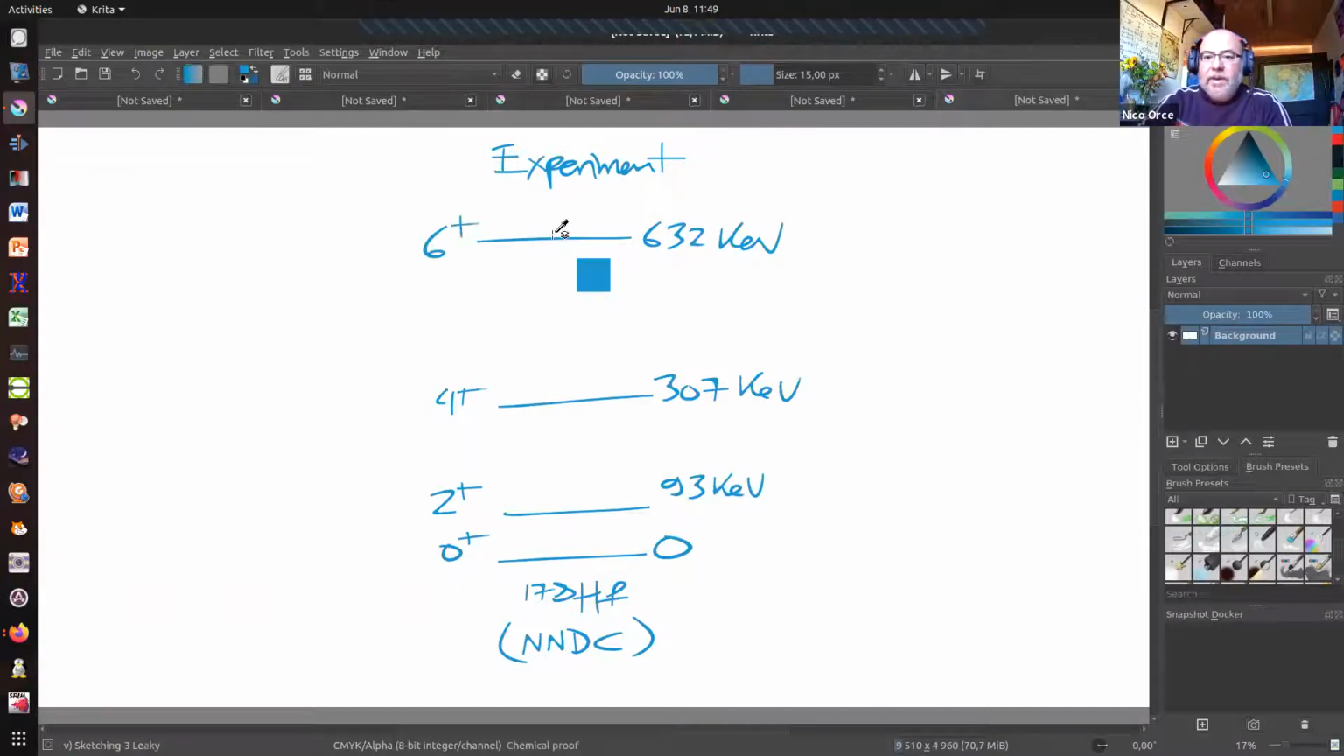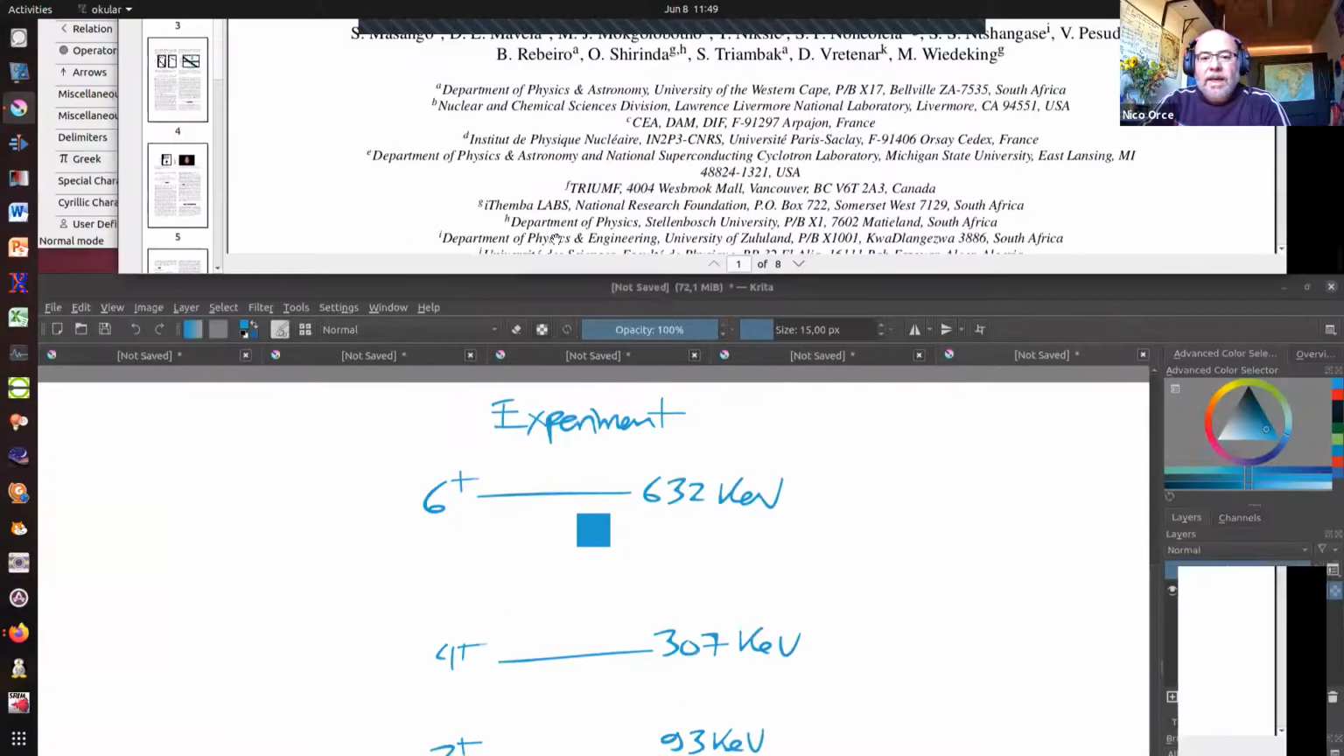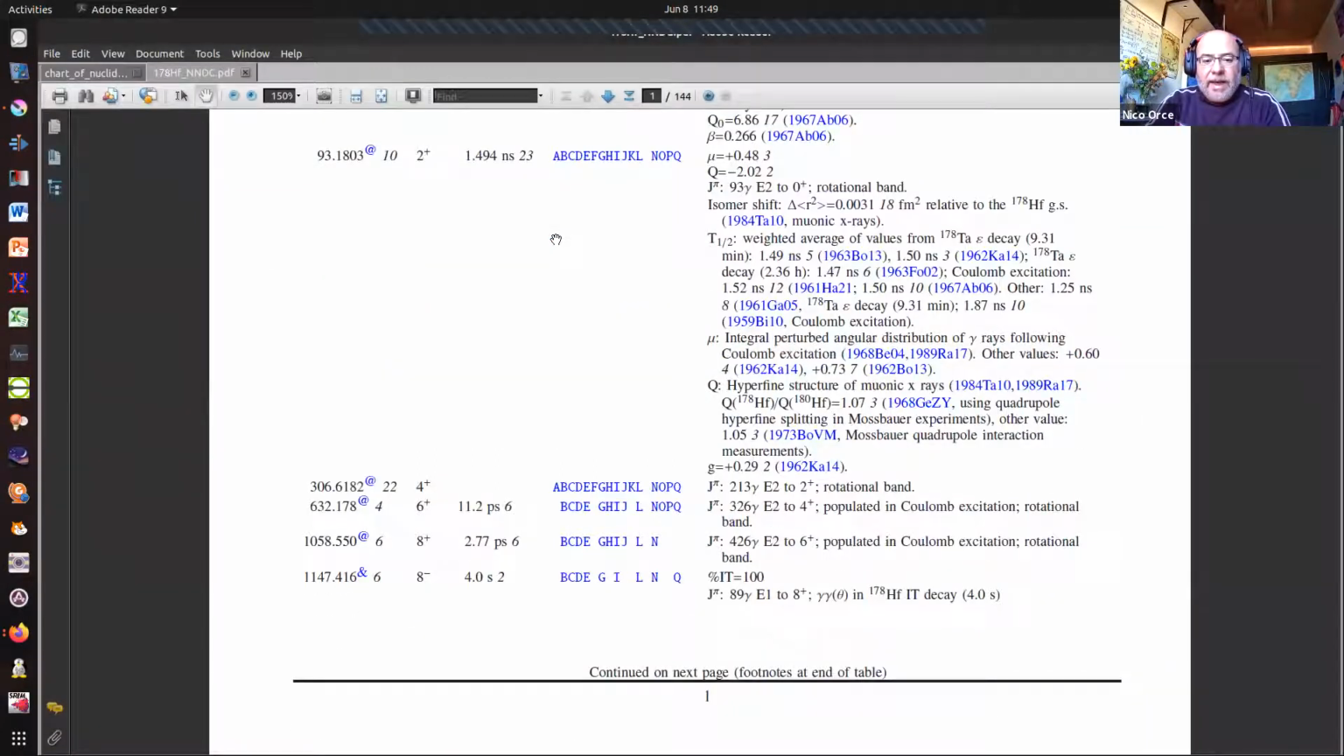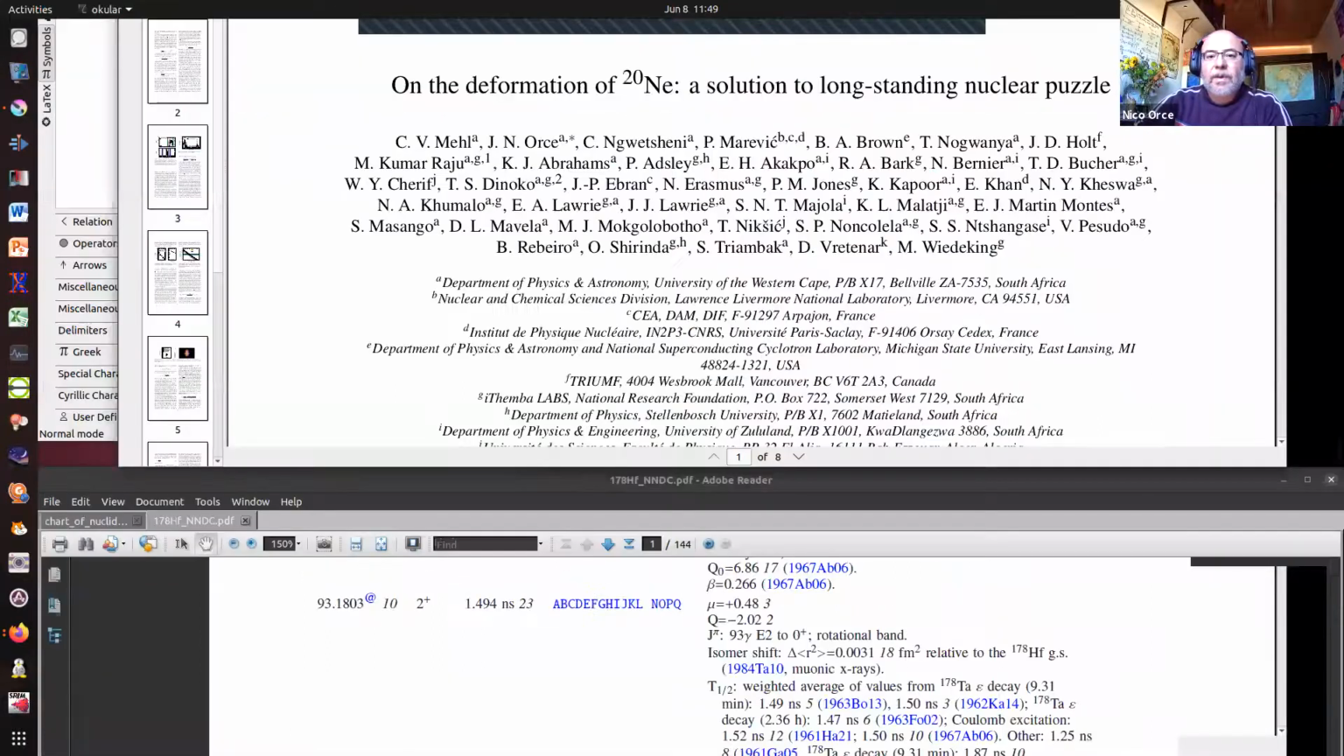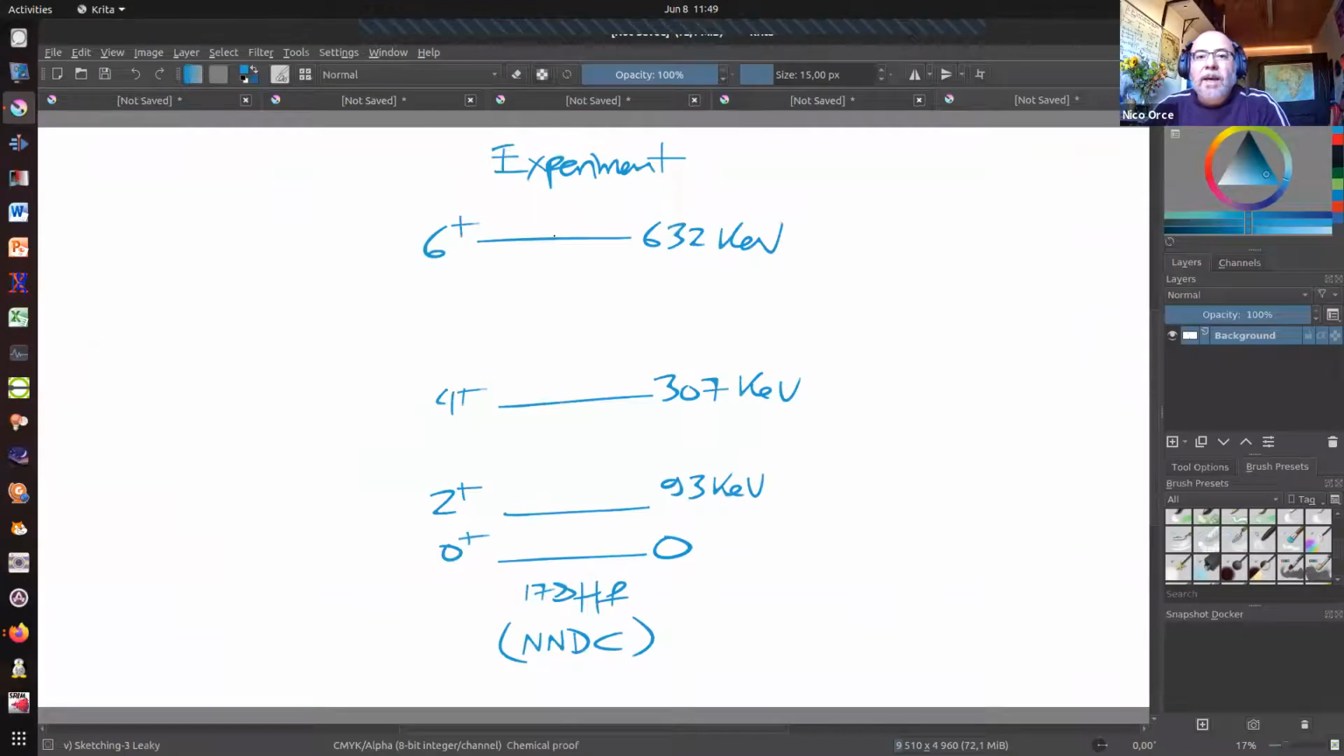And then there's another one. It's an 8 plus, which comes at 1058, right? This one right here, at 1058, 1059. So it goes up there. Let's write it down. An 8 plus here at 1059.